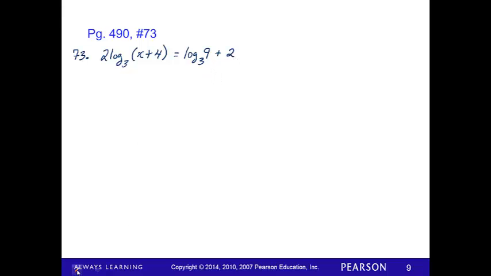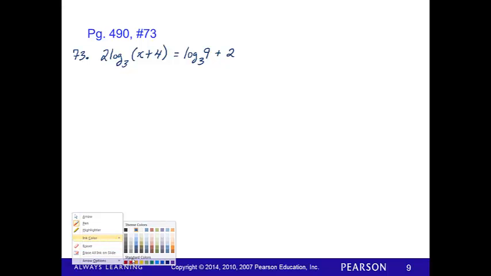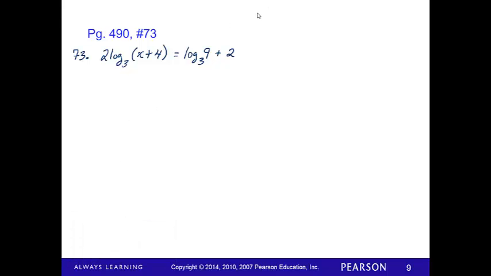Okay, so we're going to be using quite a bit of our properties that we learned, because our goal is to get it in the form log base b of m equals c, where c is a number. Well, right now we have a log on the left side and a log on the right side. We must get them together. So let's start by subtracting log base 3 of 9 on both sides. Or actually, you know what? Let's do something else.